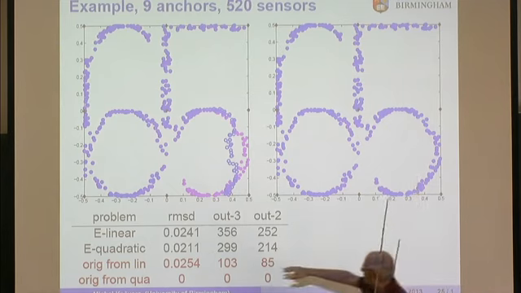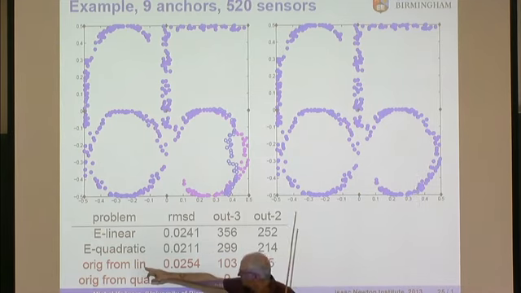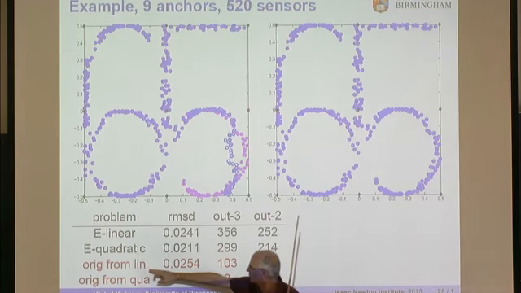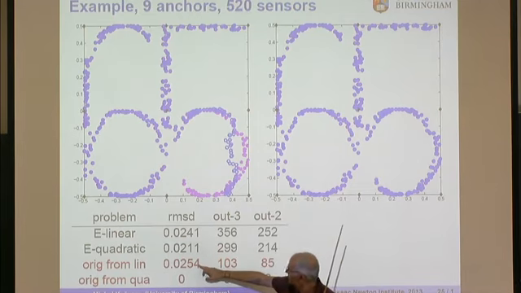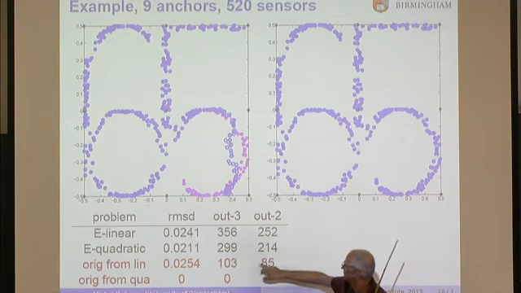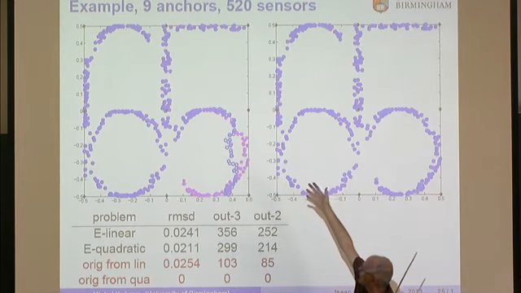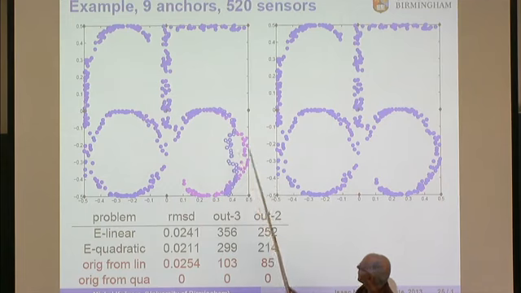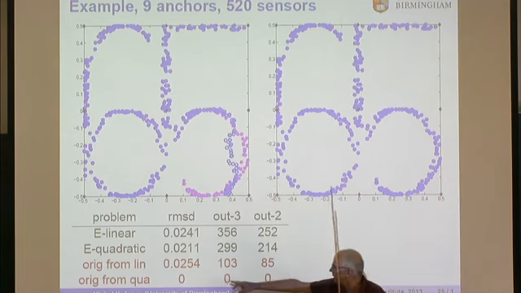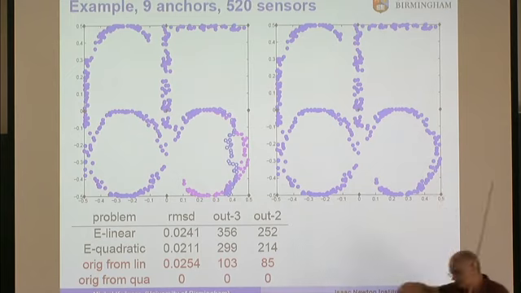And you see here the corresponding numbers. Newton from the linear starting point gets you a worse number here, better numbers here because more nodes are identified, but some of them are really way off. While if we take the solution of the quadratic SDP as an initial point for the Newton method, we have that exact solution, and that's it.